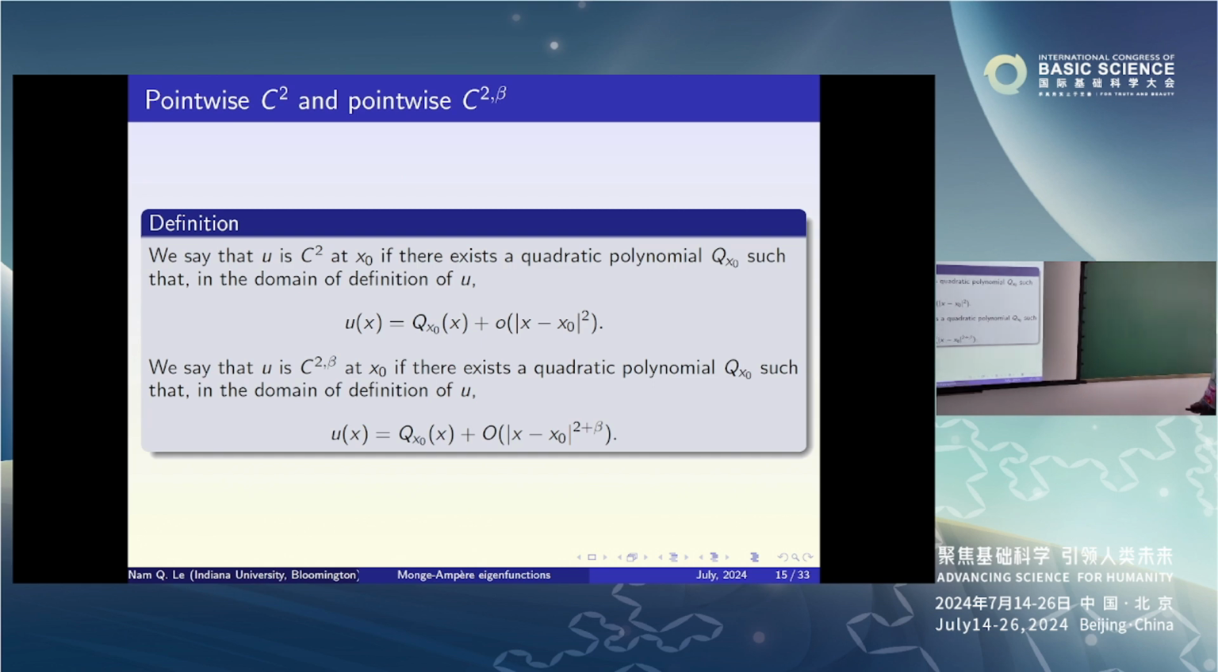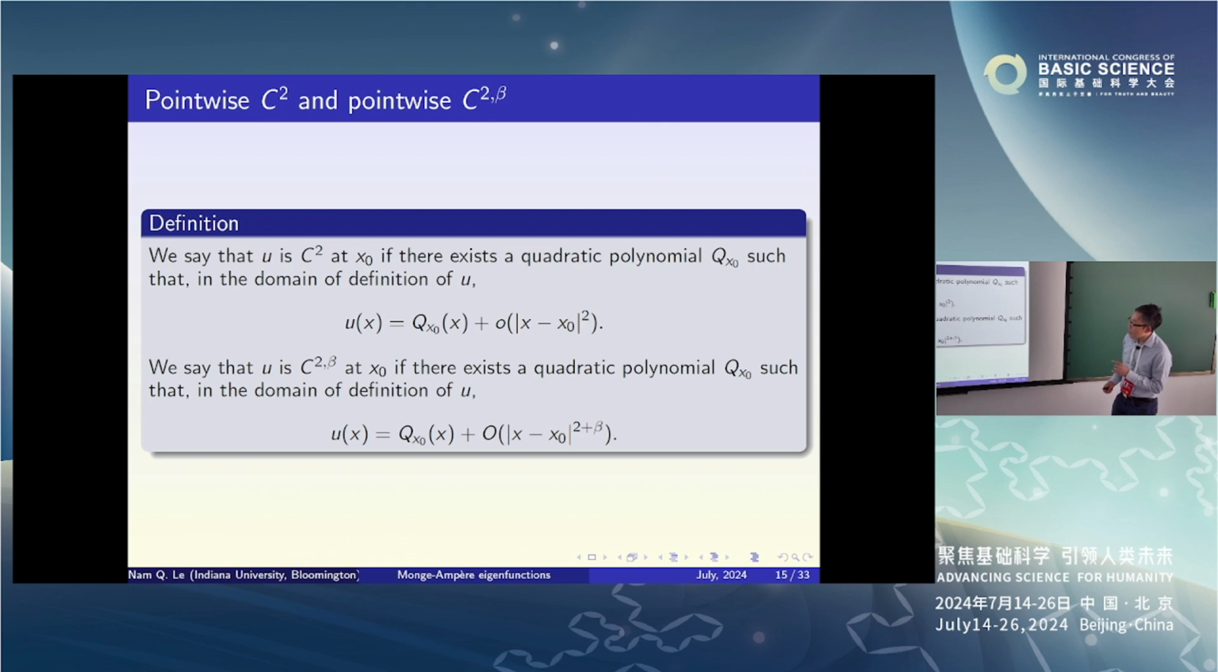All right, so this is the formal definition of pointwise C2 and pointwise C2,beta. The pointwise concept will allow you to do the Taylor expansion with controlled error. That's the idea. And so we say that the function u is C2 at the point x0 if there's a quadratic polynomial Q such that if you subtract Q from u, you have this error, and the error is little o of the distance from x to the point x0.